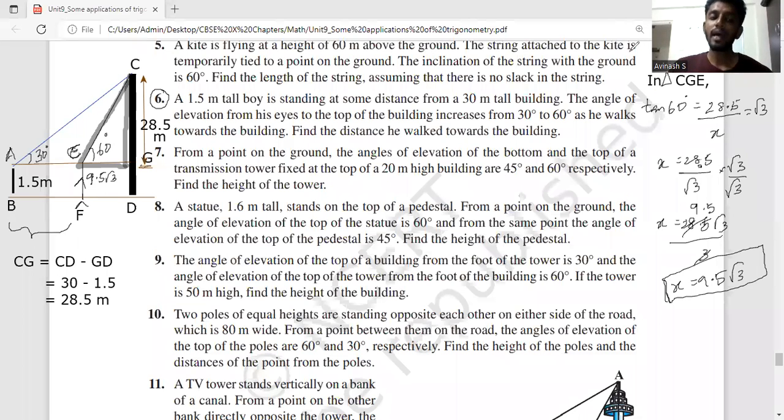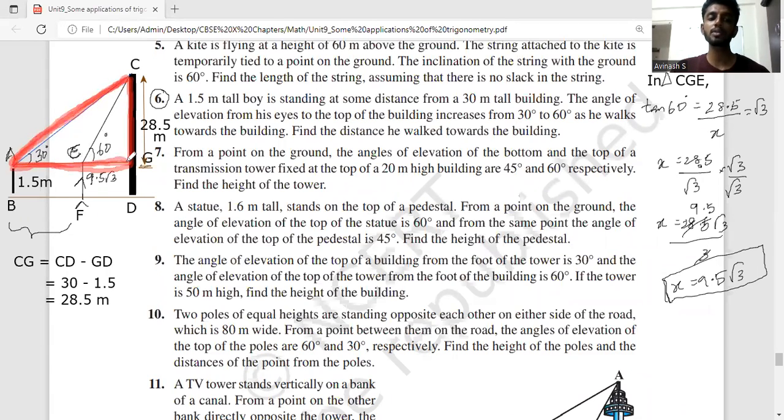Now having gotten the value of EG as 9.5 root 3, that is the value of X, I have substituted it in the diagram. So now the diagram is clear. Now what we are going to do is take the other triangle, the triangle which I'm going to shade using red color now. You can see this. I'm going to concentrate on this triangle because we still haven't got the answer.